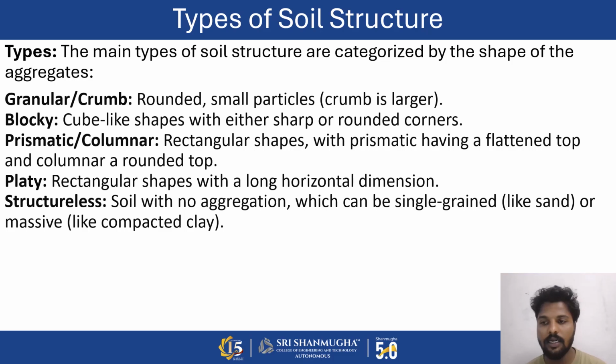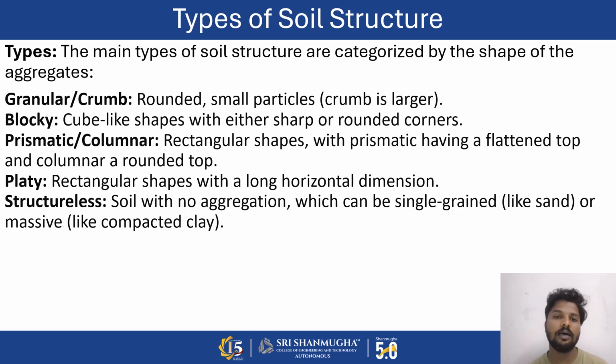Yes, you can see the different types of soil structure here. The first one is the granular. The main types are categorized by the shape of the aggregates. The granular and crumb structures are rounded in shape with small particles, so they have high permeability. The next one is the blocky structure. It has cube-like shapes with either sharp or rounded corners, so it has moderate permeability.